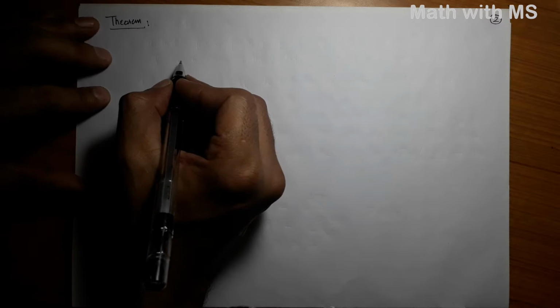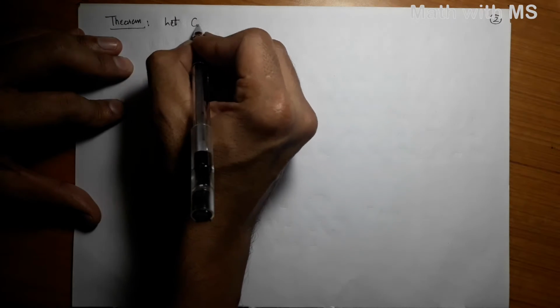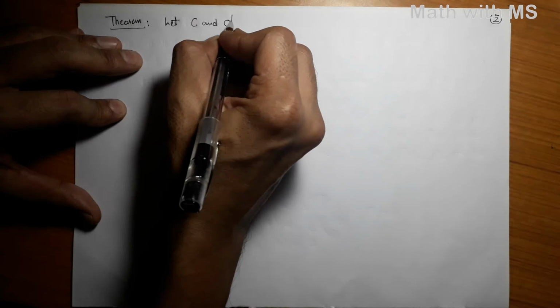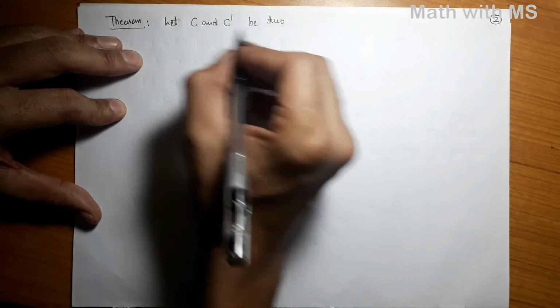So let's prove it. Theorem. Let C and C prime be 2 conjugacy classes of a finite group.